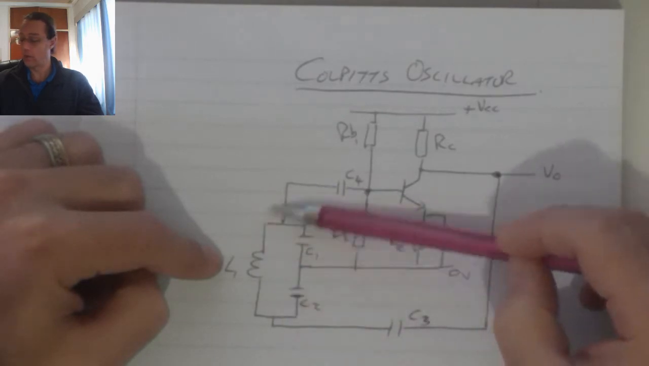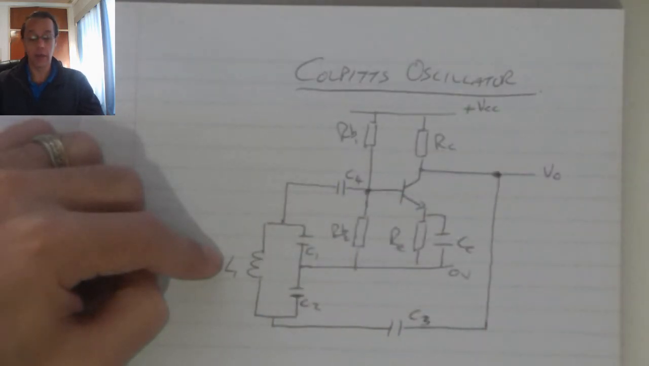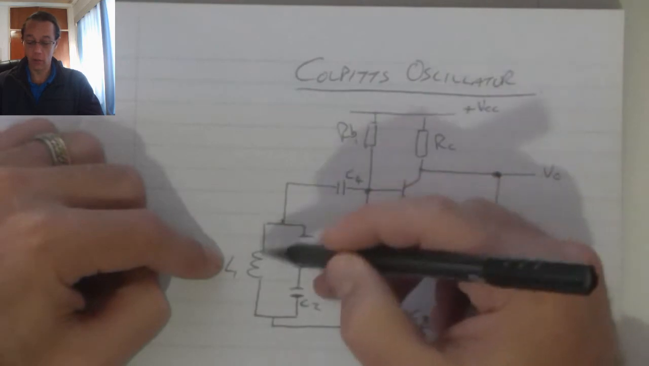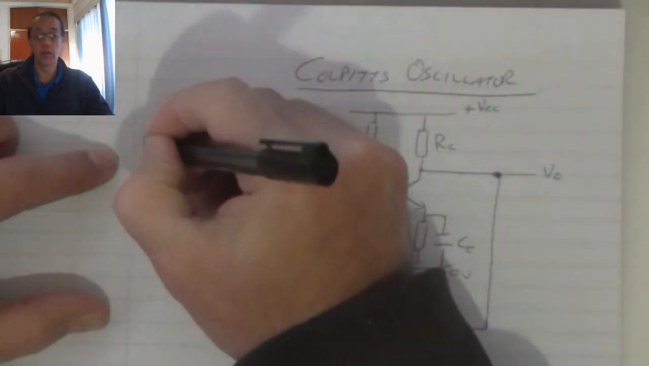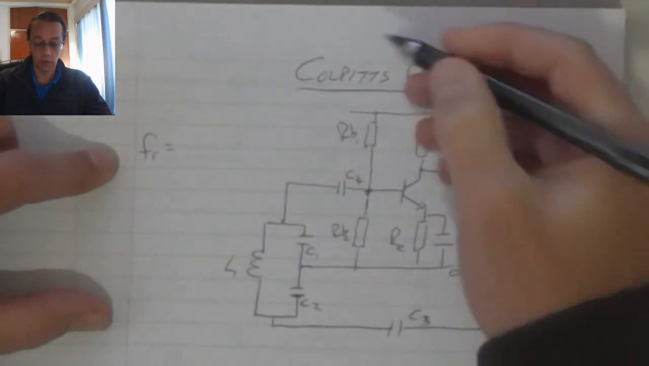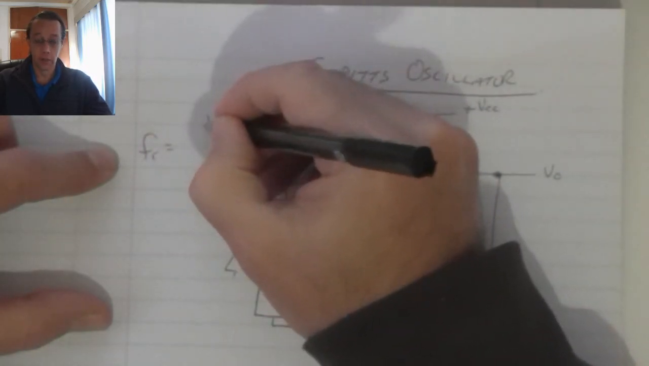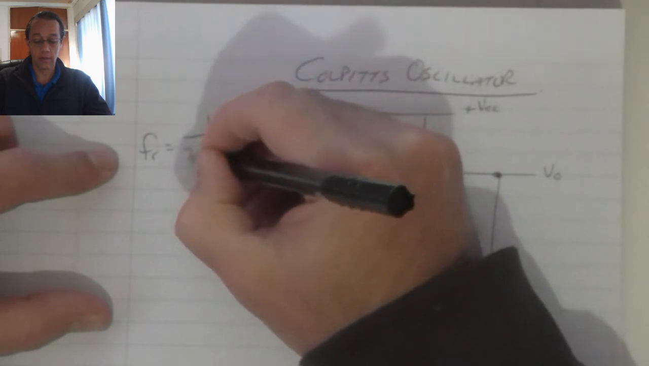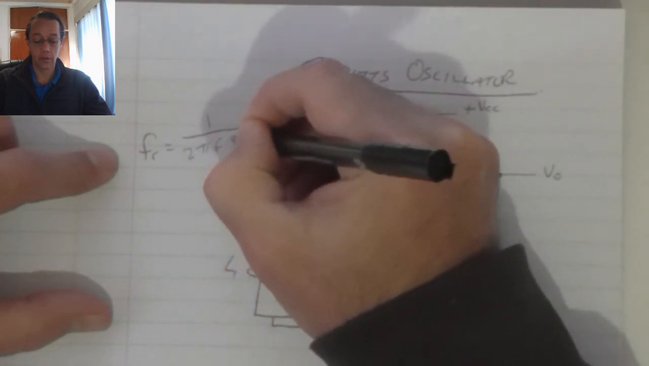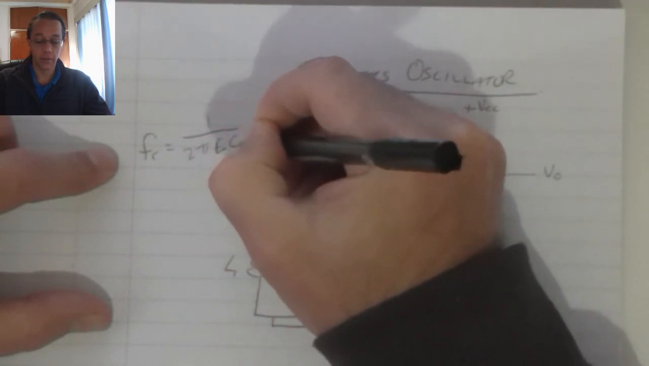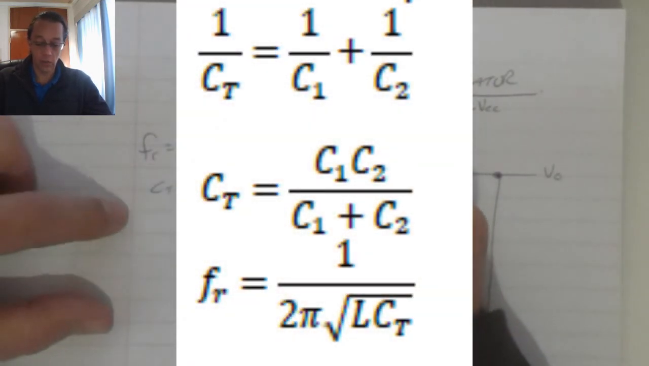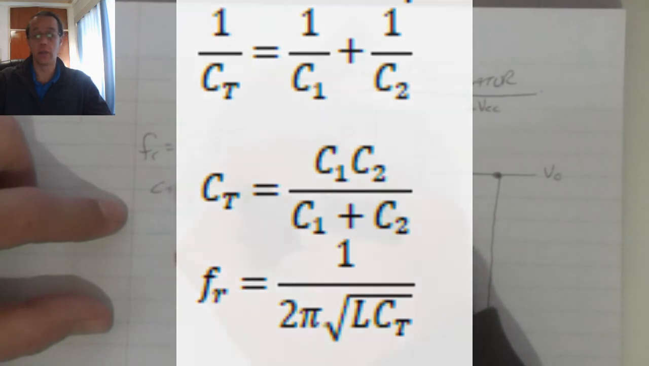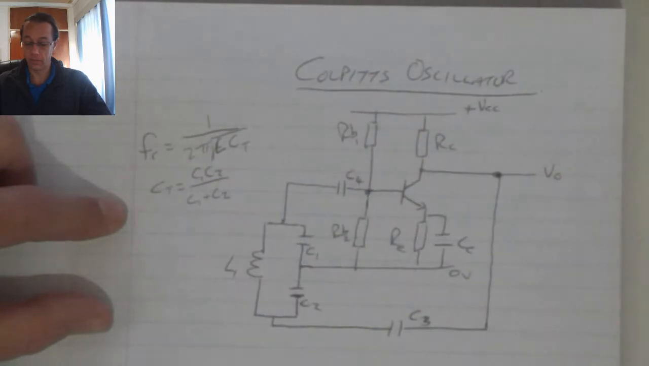So if I want to calculate the resonant frequency for this, I need to remember that I need to work with the total capacitance. So my resonant frequency for this circuit is going to be equal to 1 over 2 pi root of L times C total, where C total is going to be equal to C1 times C2 divided by C1 plus C2.